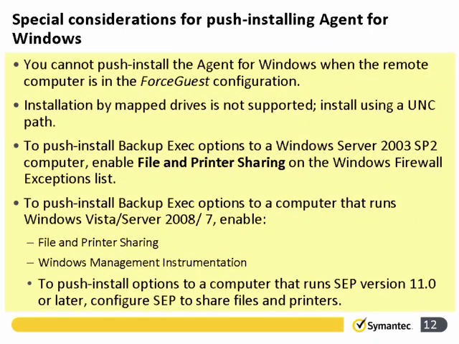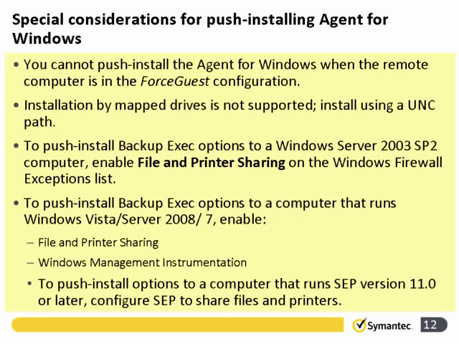I cannot push install the agent when the remote computer is in forced guest configuration. That's a Windows XP setting. You need to be using a UNC path rather than mapped drives. If you select these from the Backup Exec console, it will automatically be a UNC path. You need to have file and print sharing on in the firewall exceptions list because the installation is going to use file and printer sharing.